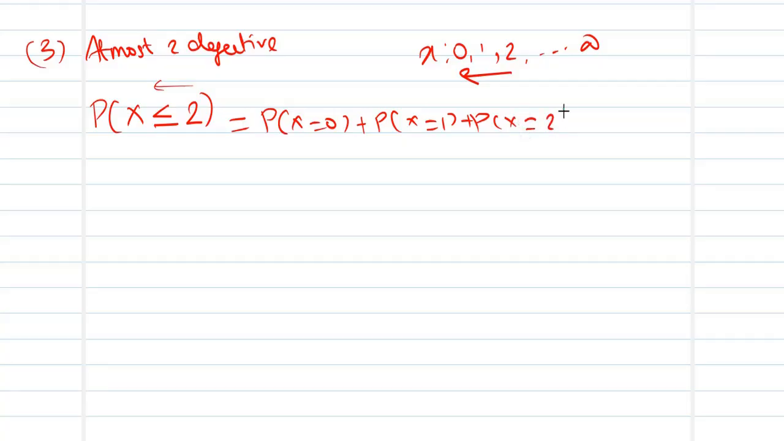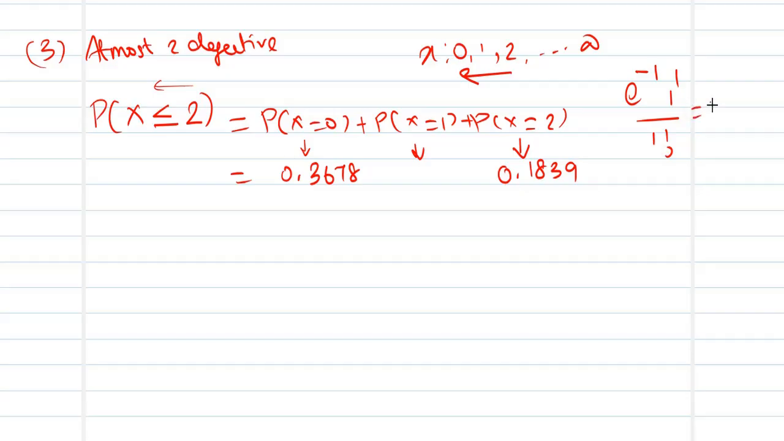We have already got the answer for x equal to 0 from our first subdivision, and this is going to be 0.3678. The answer for the last part was got from your second subdivision as 0.1839. And for x equal to 1, it is nothing but e to the power of minus lambda, lambda to the power of 1 by 1 factorial, which is the same as e to the power of minus 1, 1 to the power of 0 by 0 factorial, because this is also 1 and this is also 1.